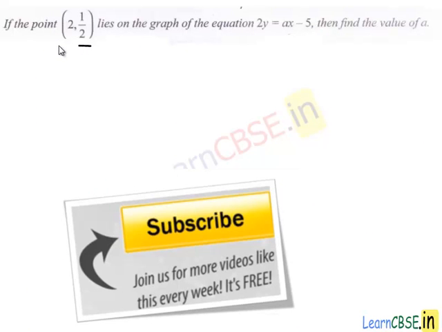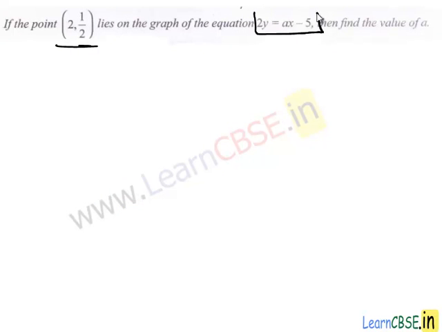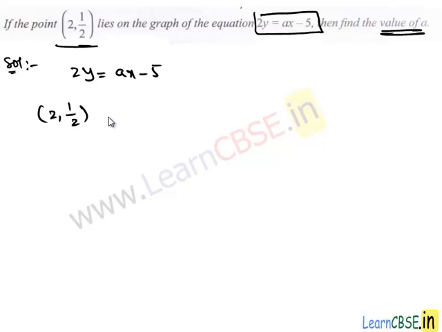Here, if the point 2, 1 upon 2 lies on the graph of the equation 2y is equal to ax minus y, we have to find the value of unknown a. Let's work out the problem. Here the given equation is 2y is equal to ax minus y and 2, 1 upon 2 lies on the graph, that is 2, 1 upon 2 is the solution of this equation. So for the values of x and y, the given equation is true. On substituting the values of x and y, we get 2 times y, which is 1 upon 2.